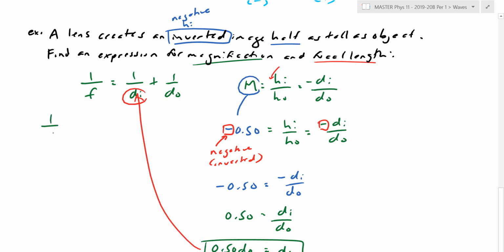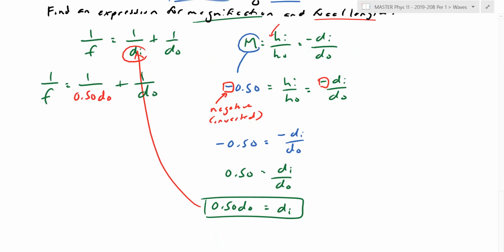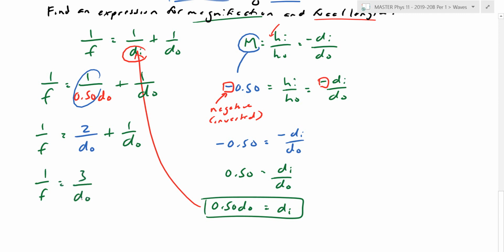So the expression, I don't have exact numbers, but at least expression-wise, 1 over f has to be 1 over 0.5 d naught plus 1 over d naught, like we did earlier. Just like we did 2 days ago with math here, 1 over 0.5 just becomes a 2, so the top part just becomes 2 over d naught plus 1 over d naught. So 1 over f is supposedly 3 over d naught.